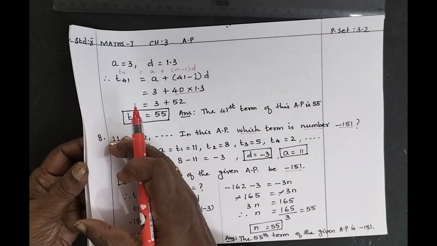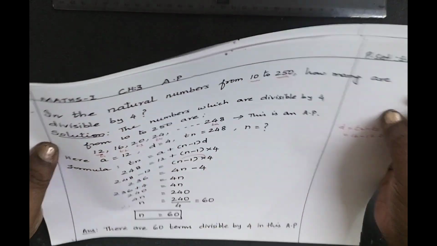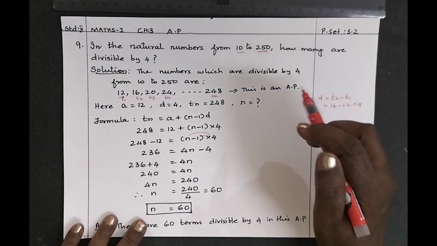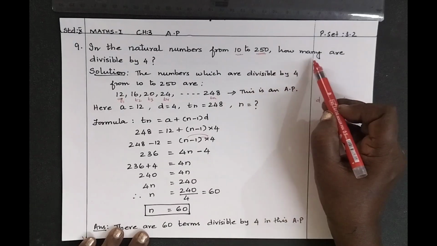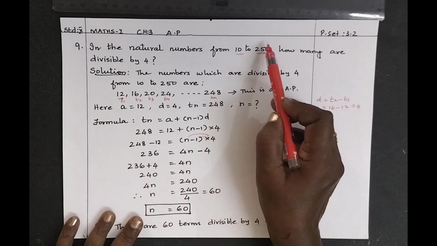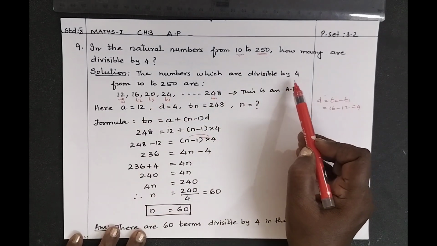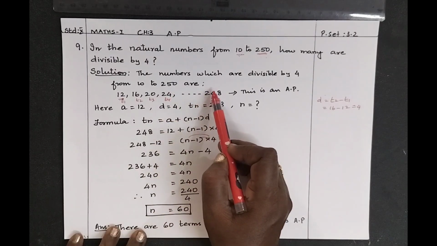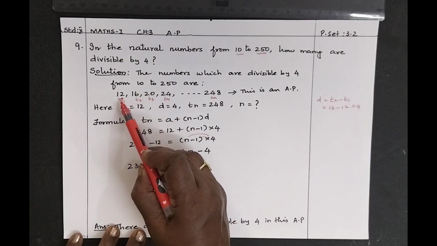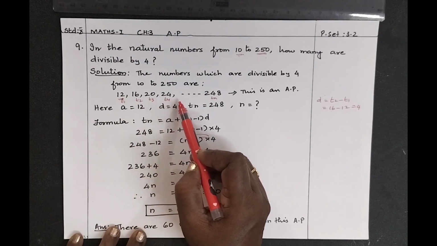Next, 9th sum. In the natural numbers from 10 to 250, how many are divisible by 4? So here the limit is 10 to 250. So the numbers which are divisible by 4 from 10 to 250 are, now the first number which is divisible by 4 after 10 is what? 12. Next is 16. Next is 20, 24, etc.